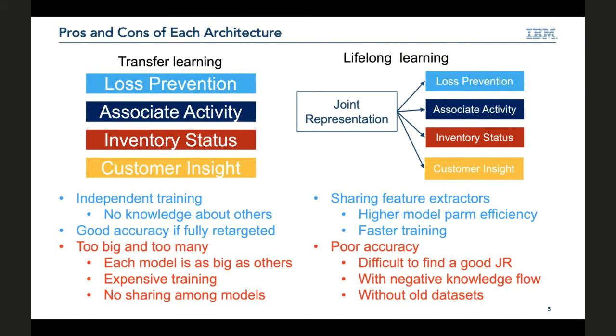If we use the lifelong learning approach with a joint representation, the good thing is that now you have some kind of sharing. You have a single joint representation that can be reused for all the models, so your parameter efficiency is very high, and accordingly your computation efficiency is very good too. The only problem is that we are not sure whether this joint representation is useful for all n tasks. Unless you have all the datasets, developing a perfect joint representation for future tasks is not possible. That's the reason why, in many cases, the result of lifelong learning will suffer from accuracy loss.